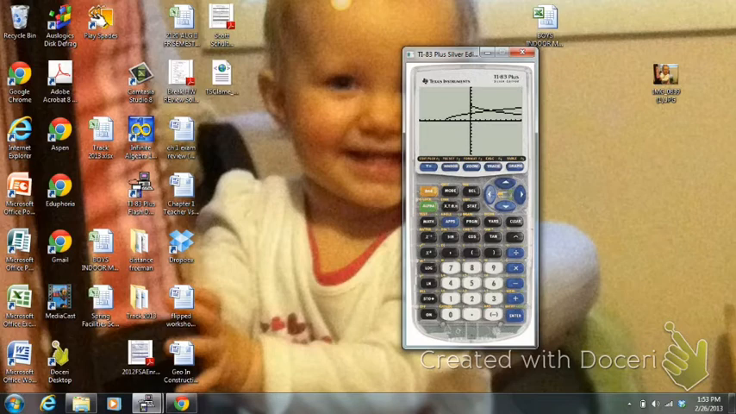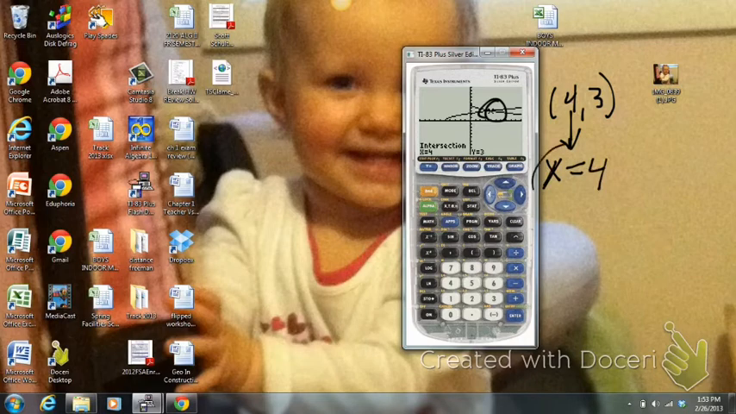So now let's practice it again. I go to second trace. If we choose intersect, I hit first curve once, second curve, hit enter again, guess, hit enter a third time. Now the intersection's at 4, 3. And remember what I was saying before. When you get your intersection, this coordinate, remember, this is really 4, 3. That is, this x value is our solution. So I know that x equals 4 is our answer. Okay? And we've just verified it. Let's do another example.